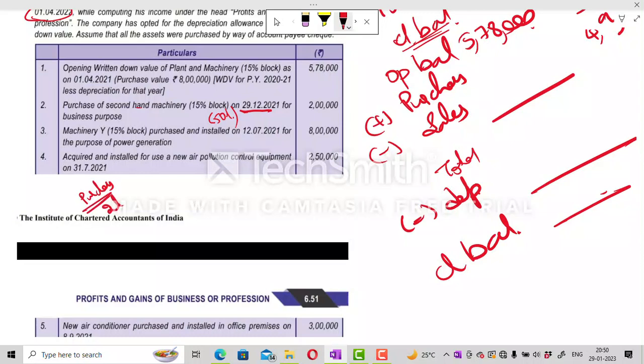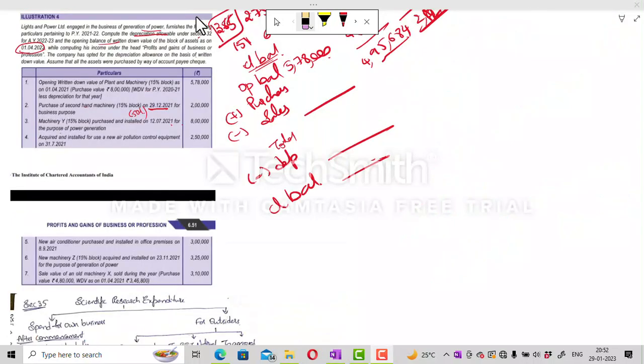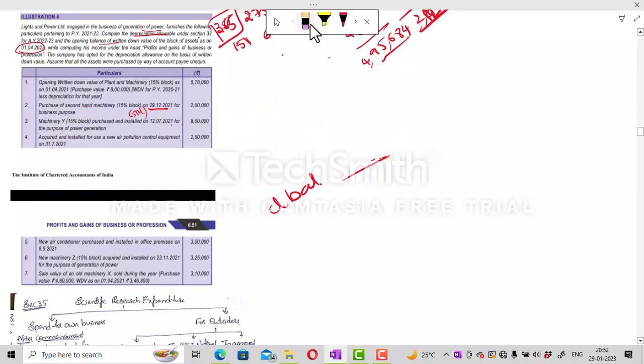Machinery Y purchased and installed on 12/7/21 for the purpose of power generation. More than 180 days. This is less than 180 days. For more than 180 days, 8 lakhs asset is used. Acquired and installed for the use of new air pollution control equipment 2.5 lakhs. Just a minute, I'll write in a different way. We will draw this table separately again. We will strike off this one.